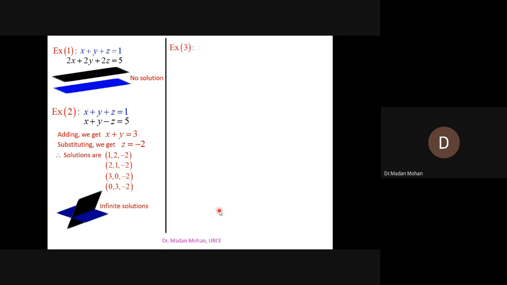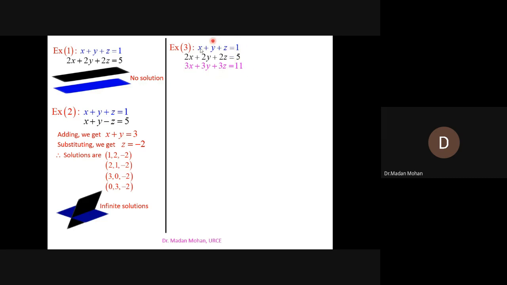The third example. x plus y plus z equal to 1, the same one. The second one, 2x plus 2y plus 2z equal to 5, means example 1 only I have taken. But the third one is different. I have taken three equations now: 3x plus 3y plus 3z equal to 11.